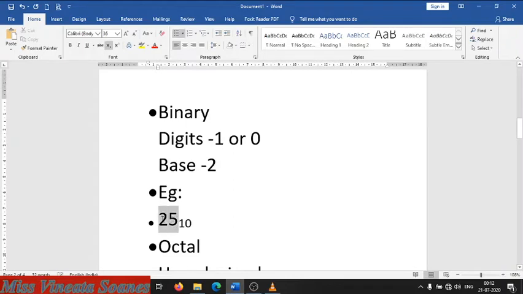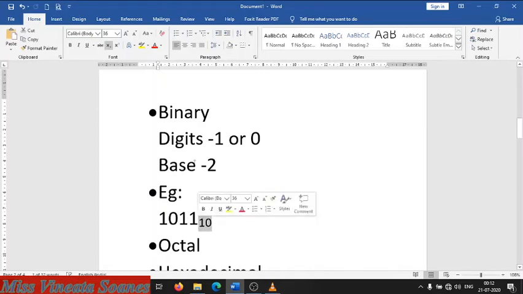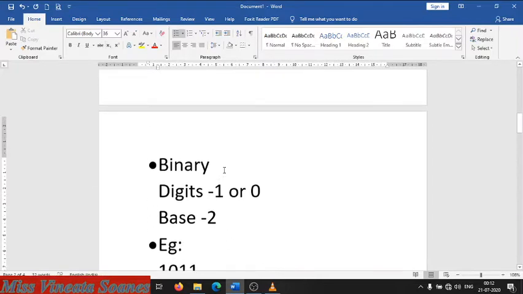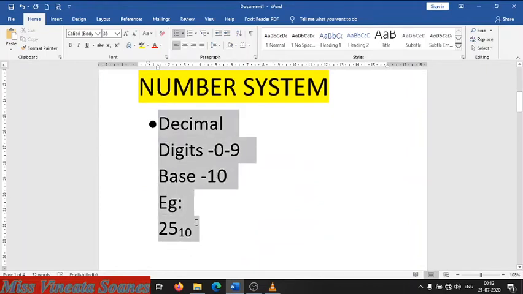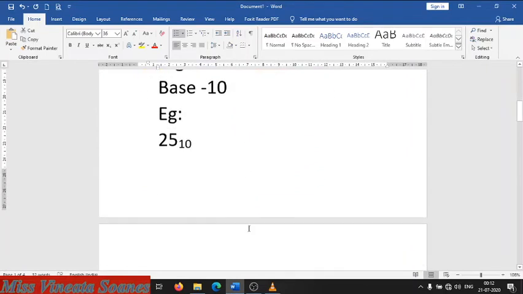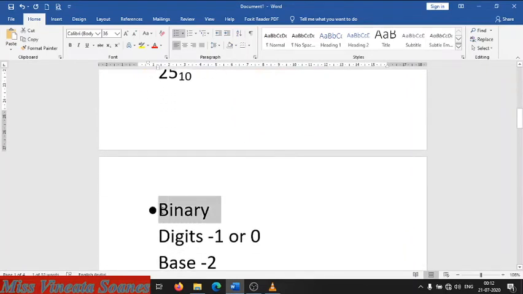An example would be a combination of 1s and 0s like this, and the base of course would be 2, because there are 2 digits. So immediately when you see a number like this, it means it is binary. So the decimal is the one that we human beings use, and binary is what the computer uses.